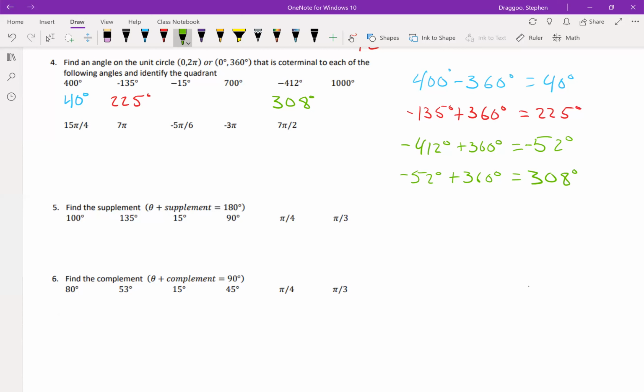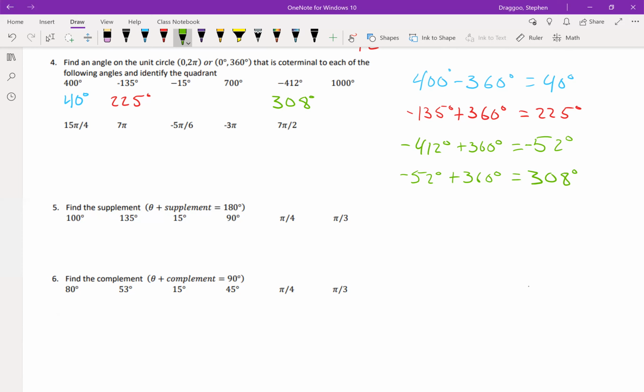So what this means is that negative 412 degrees, negative 52 degrees, and 308 degrees are all coterminal to one another, meaning that all three of those angles are going to point in the same direction. But only one of those is between 0 and 360. So if we ever run into a problem where we're looking for a coterminal angle that has to be within one circle, we're just going to keep adding or keep subtracting 360 degrees until we end up inside of that circle that we're after.